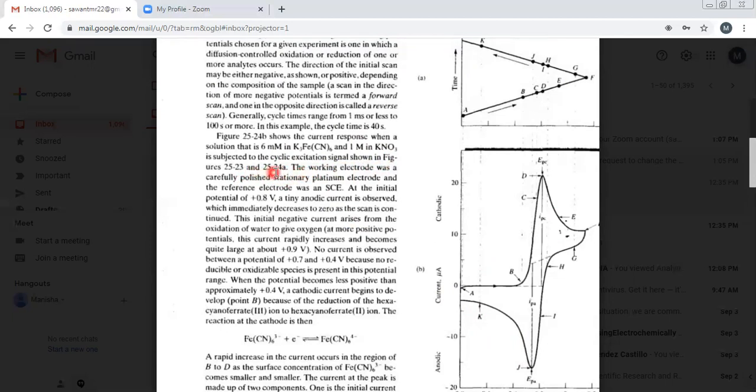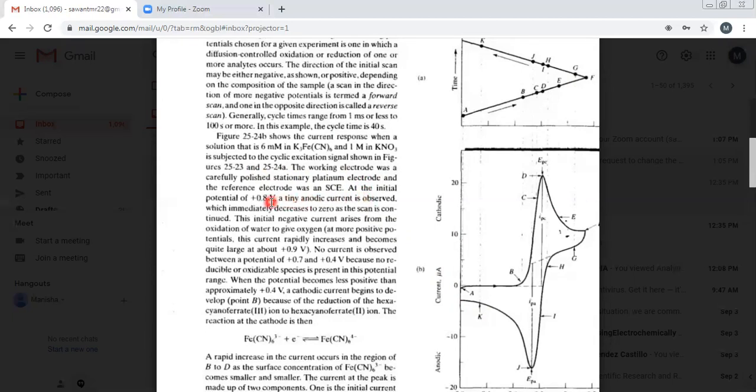So these two figures indicate what we are going to have in the cyclic voltammogram and how we are going to work with that particular working electrode. The working electrode was a carefully polished stationary platinum electrode, and the reference electrode was a standard calomel electrode. As I told you, voltammetry talks about the working electrode as a stationary electrode. The stationary electrode selected here is a stationary platinum electrode.